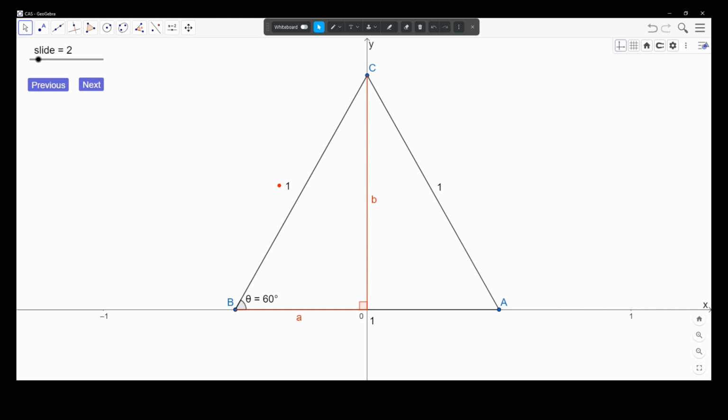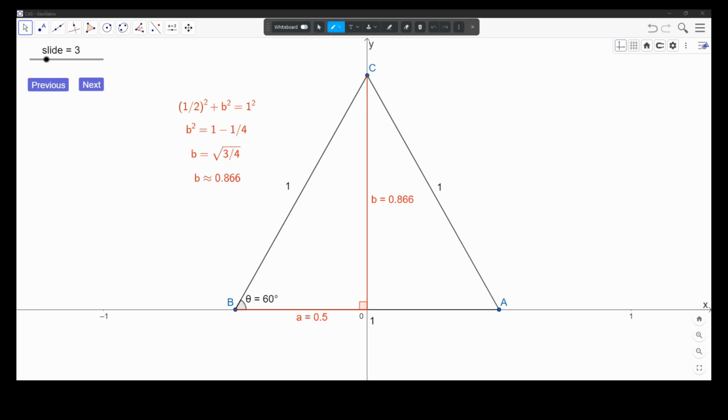I start by dropping a perpendicular line from this point C down to the midpoint of the line between A and B. So a couple of things happened when we did that. We formed a right triangle by dropping that down to the midpoint. And we now know the value of the side length A. It's going to be half of the length of the line from A to B. So therefore, we know that that side length is 0.5.